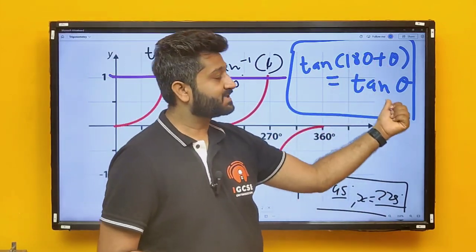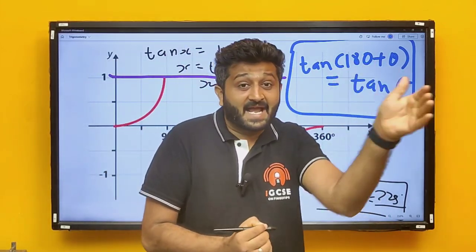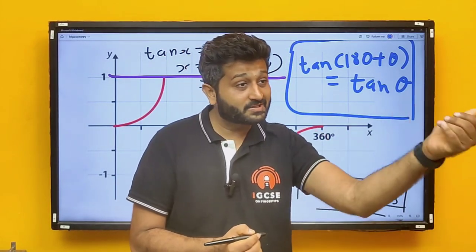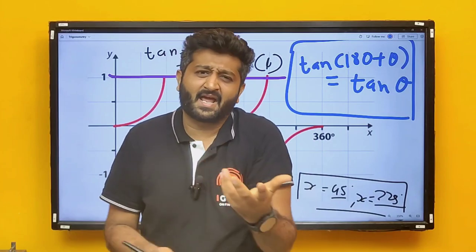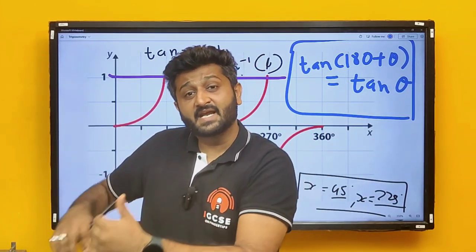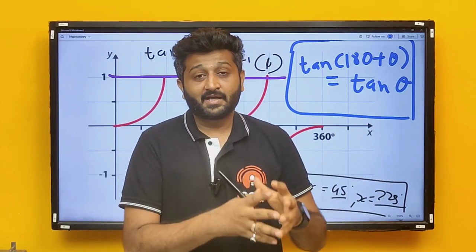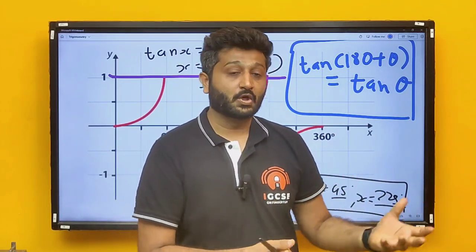And if tan 180 plus theta is tan theta, in the same way sine 180 plus theta is minus sine theta, or you can say cos 360 minus theta is cos theta, then I have tan 360 minus theta is negative tan theta. If you want to understand why this is the case, then kindly let me know in the comment box below.